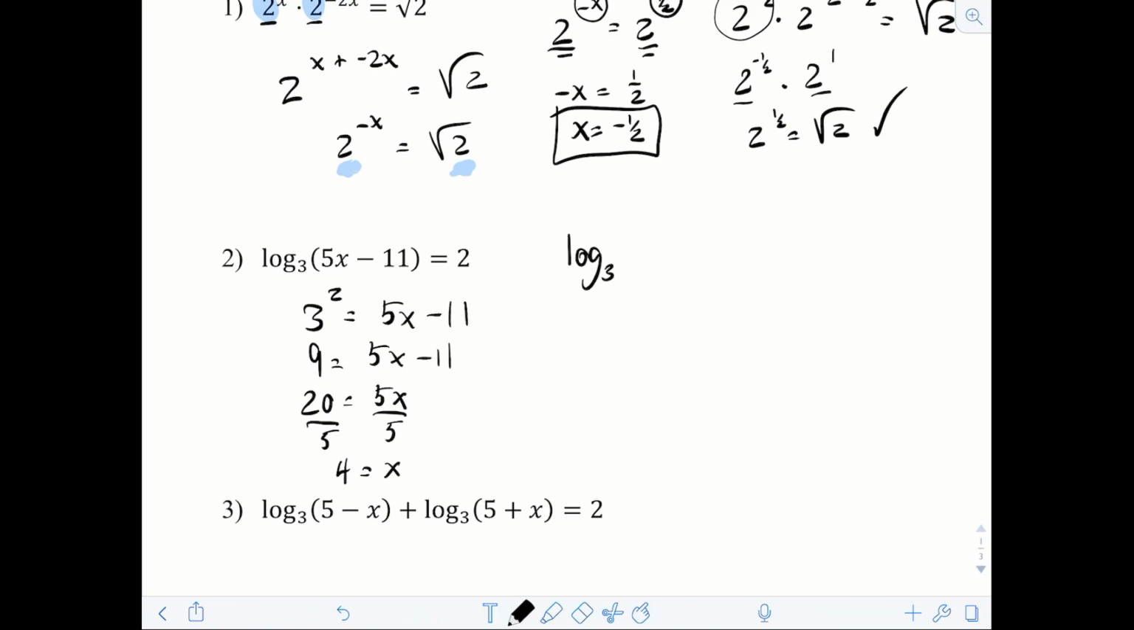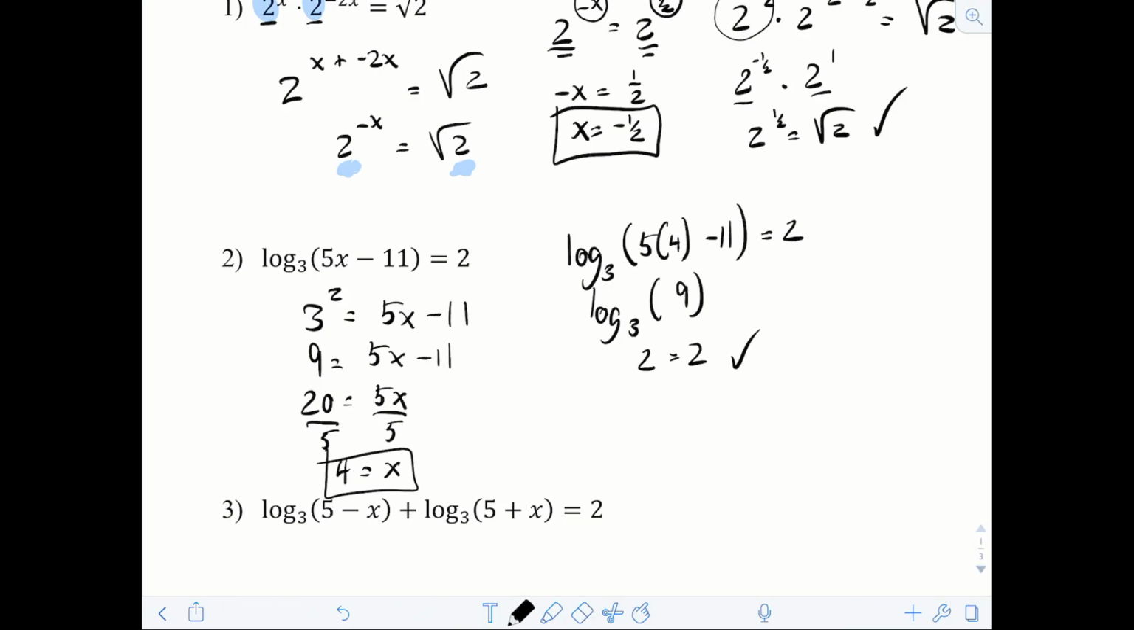Now our double check. So log base 3 of 5 times 4 minus 11. Let's see if that is going to be equal to 2. So log base 3 of 20 minus 11, which is going to give us 9, and that's going to give us 2 is equal to 2, and so that checks out. x is equal to 4.